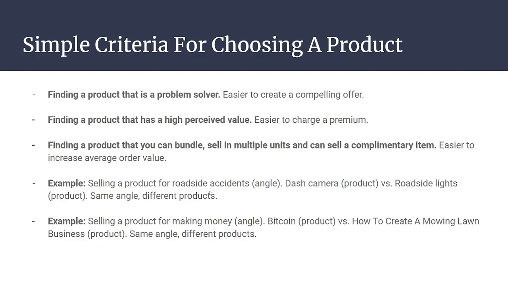Okay, so let's say we're selling for roadside accidents. We'd say, what if there was a product that could save you money on insurance, help you win the case, and help keep you safe, and it doesn't cost much money to install? It's very quick to install. Yeah, it's roadside lights. But if we say roadside lights, it's not that believable. If we say dash camera, it is actually believable and it's actually real, right?